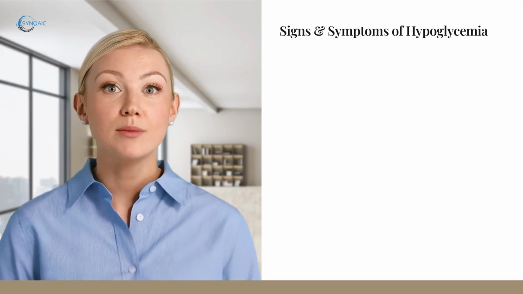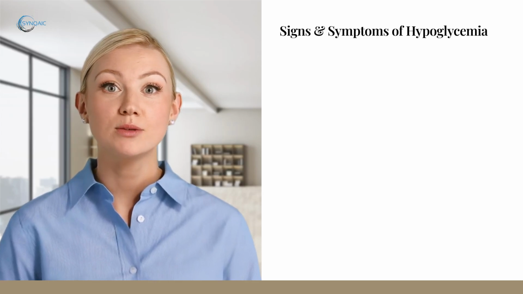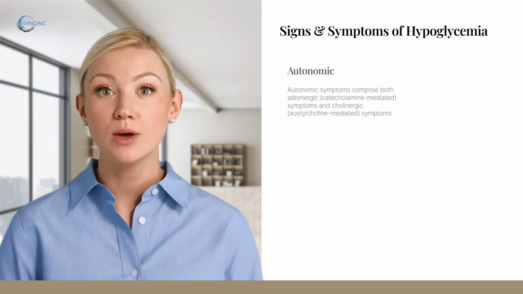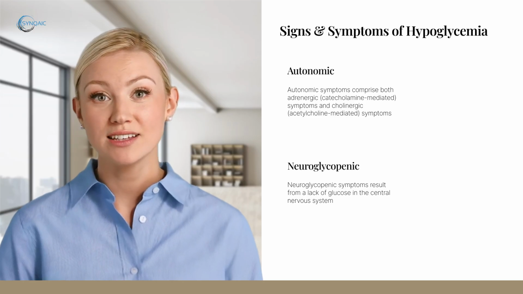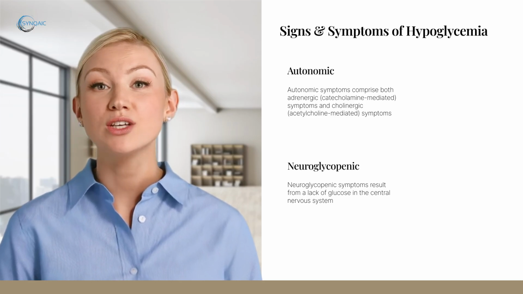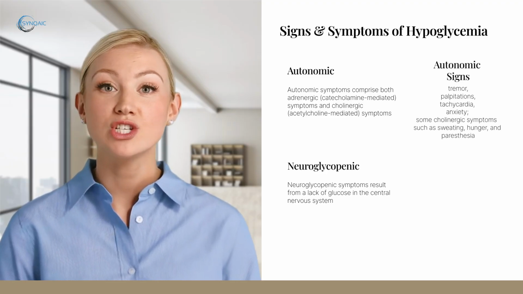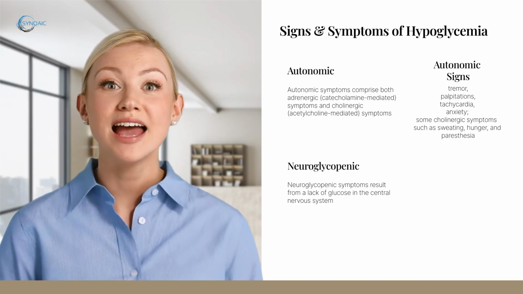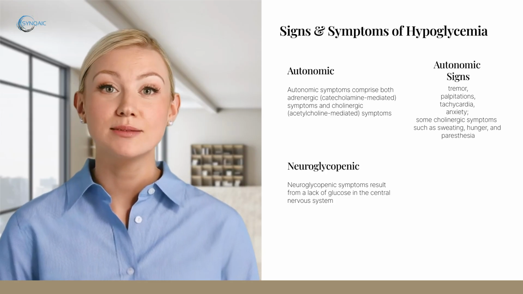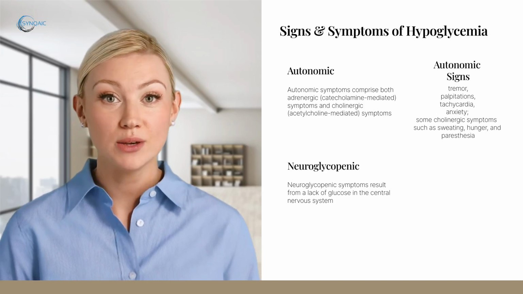The signs and symptoms of hypoglycemia can vary based on the severity of the event and differ between patients. These symptoms are generally categorized as autonomic or neuroglycopenic. Autonomic symptoms include both adrenergic, catecholamine-mediated, and cholinergic, acetylcholine-mediated symptoms. Adrenergic symptoms, such as tremor, palpitations, tachycardia, and anxiety, are mediated by catecholamines. Cholinergic symptoms, such as sweating, hunger, and paresthesias, are mediated by acetylcholine.